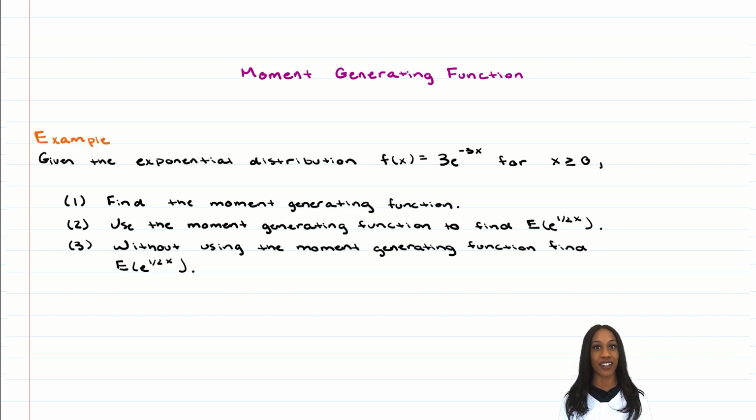Alright, now let's take a look at this example. In our example, we're given the exponential distribution f of x equals 3e raised to negative 3x for x greater than or equal to 0. And we're asked to: 1. Find the moment generating function. 2. Use the moment generating function to find the expected value of e raised to a half times x. And 3. Without using the moment generating function, find that same expected value. So let's jump right into this.